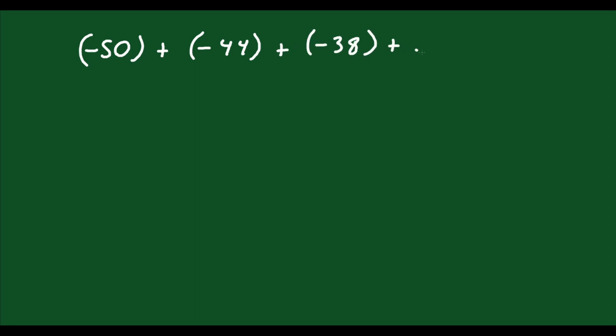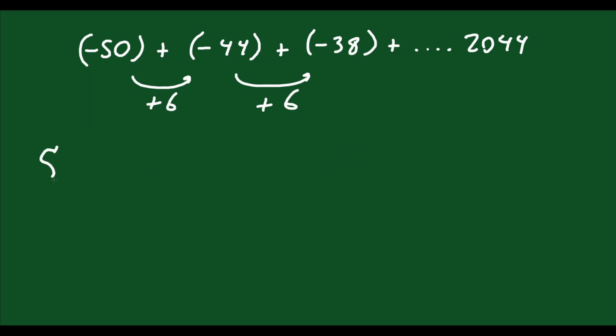We could say that we have something like negative 50, that's your first term, plus negative 44, plus negative 38, plus, and then that just keeps going until you get to 2044, we'll say. And if you notice the pattern here, you're just adding 6 each time. So 6, that's the d value.